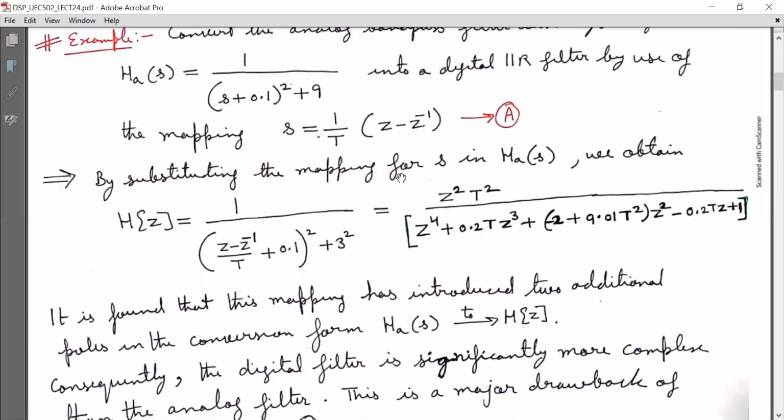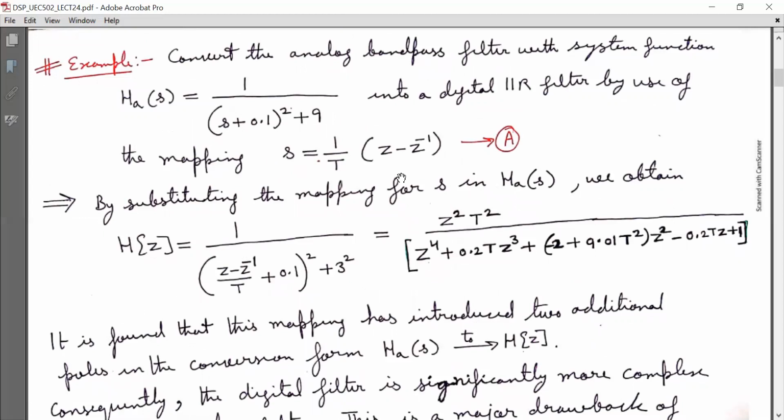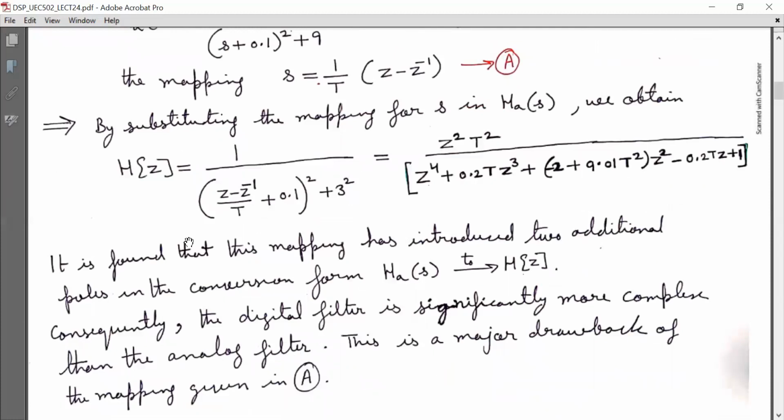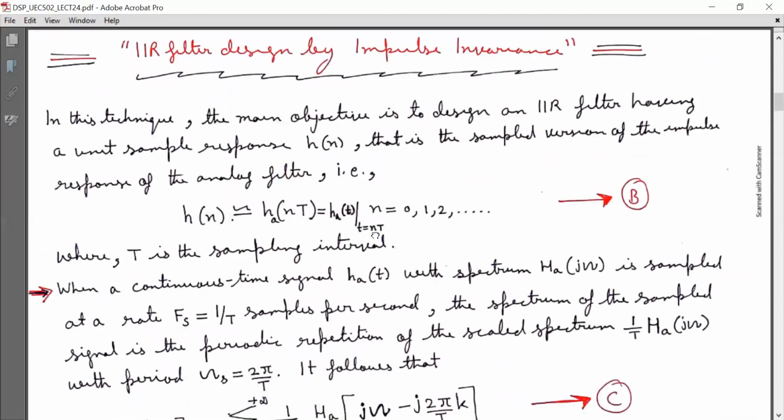So if I design a digital filter by using this mapping, that is S to Z domain, with system function H(z), then it introduces two more poles. So this is the major drawback of the given mapping, that is s is equal to 1 by T bracket z minus z inverse. So we will go for another method, IIR filter design by impulse invariance.